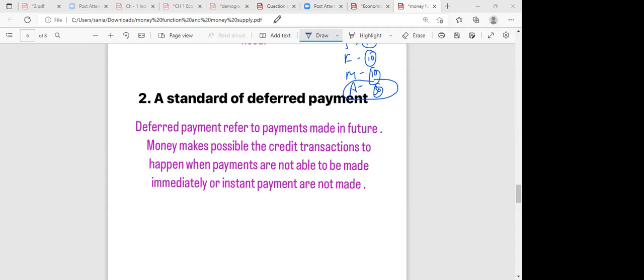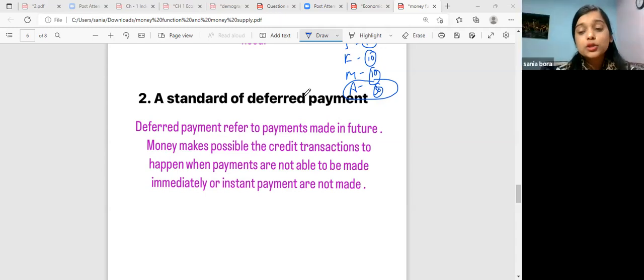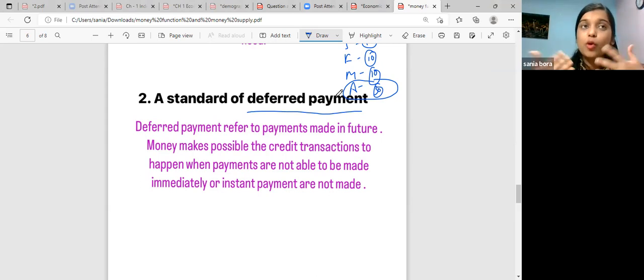Okay, so standard of deferred payment. First thing, ma'am, what is deferred payment? This is a very new term. Can you please explain it? You have heard this word payment, right? For example, you bought a new dress, you will be doing the payment, right? But ma'am, what is deferred payment? I have never heard about it.